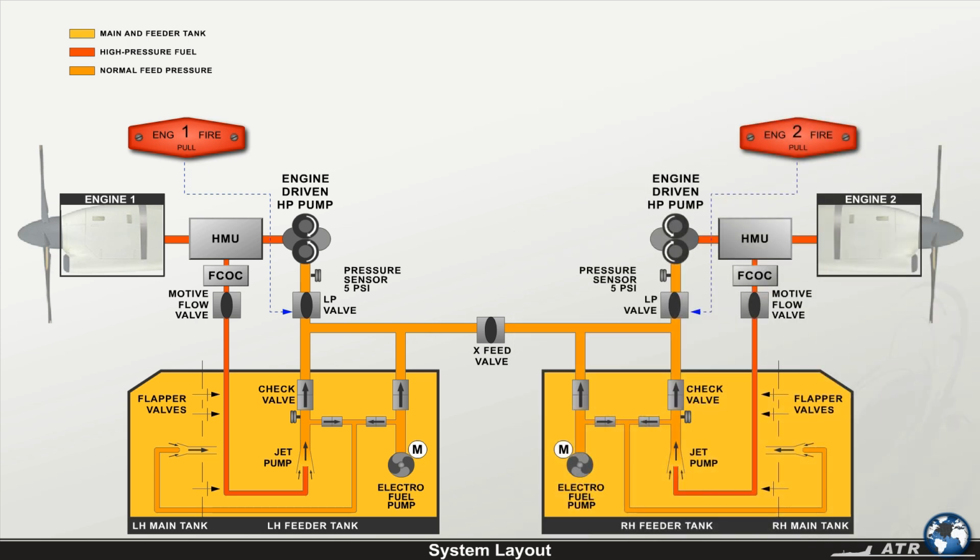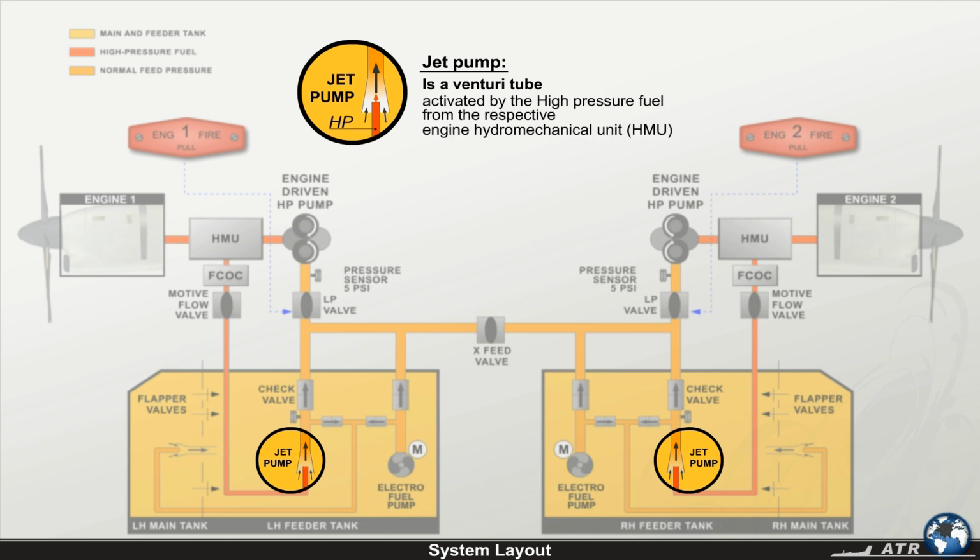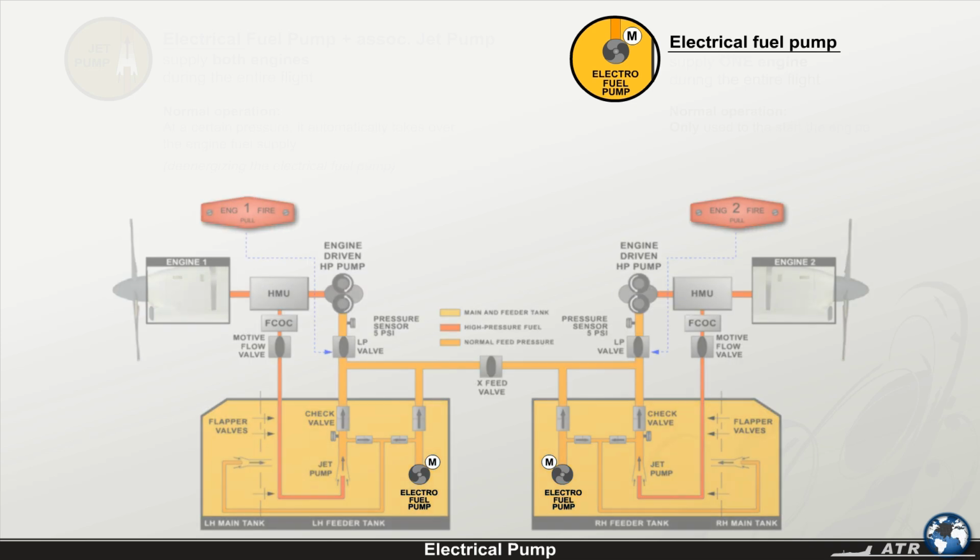In the feeder compartment of each fuel tank, one electrical fuel pump and one jet pump is installed. The jet pump is a Venturi tube activated by the high-pressure fuel from the respective engine hydromechanical unit, short HMU, which will be explained in detail in the chapter Power Plant. The high-pressure fuel flow responsible for activating the jet pump is called motive flow and is controlled by the motive flow valve.